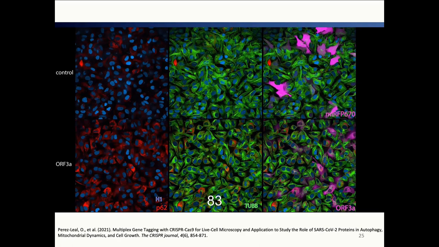Our findings were also corroborated during the time that the article was under review by the publication of other two groups that identify ORF3A as an autophagy inhibitor protein, and they use alternative methodologies that complement the work that we did.